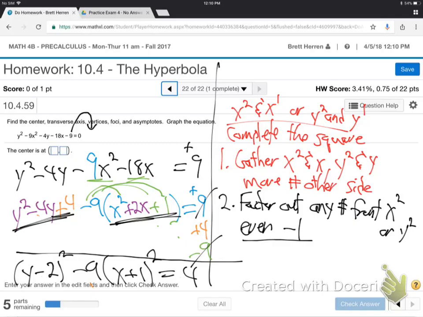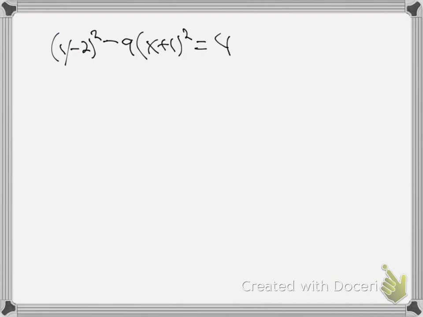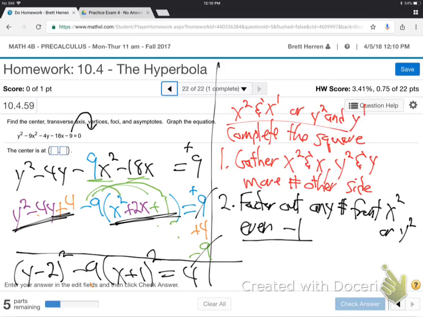We good to there? So let me see what we got. I'm going to go to a fresh screen if that's okay. Y minus 2 squared, what was it? Minus 9 times x plus 1 squared equals what? 4? Okay. So we good to there? I completed the square. Questions to this point?